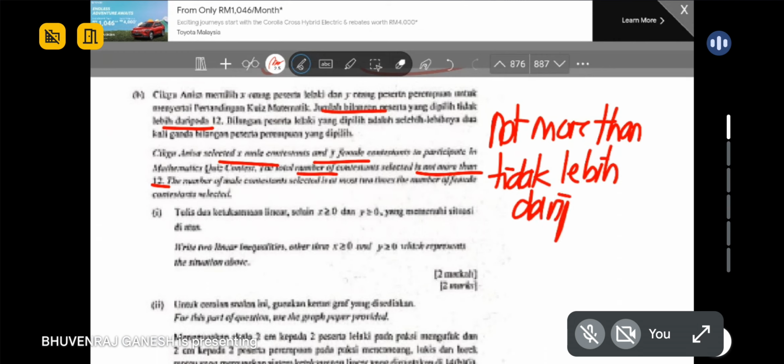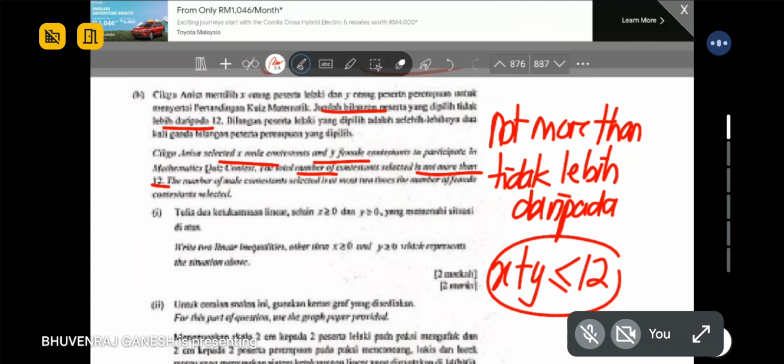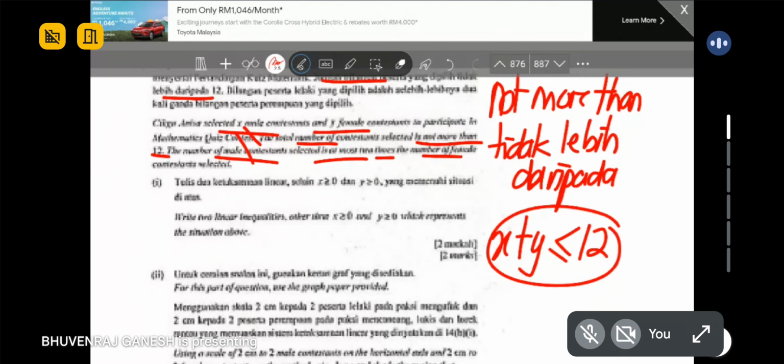Correct. Okay, so when you guys see not more than, it is X plus Y less than or equal to 12. This is the answer, guys. Okay, the symbol is less than or equal to. Lebih kurang atau sama dengan. Okay, and then the second one, the number of male is at most 2 times the female. Okay, yang lelaki tu selebih-lebihnya 2 kali perempuan. So how to write, guys, the inequality? Macam mana tulis?